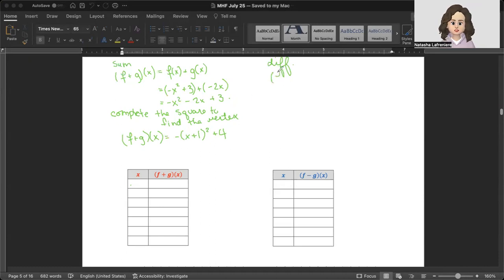Okay, so we're going to do the same thing here. So f minus g of x is equal to f of x minus g of x, and you're going to find the vertex form, which is, wow, minus g of x. There we go.